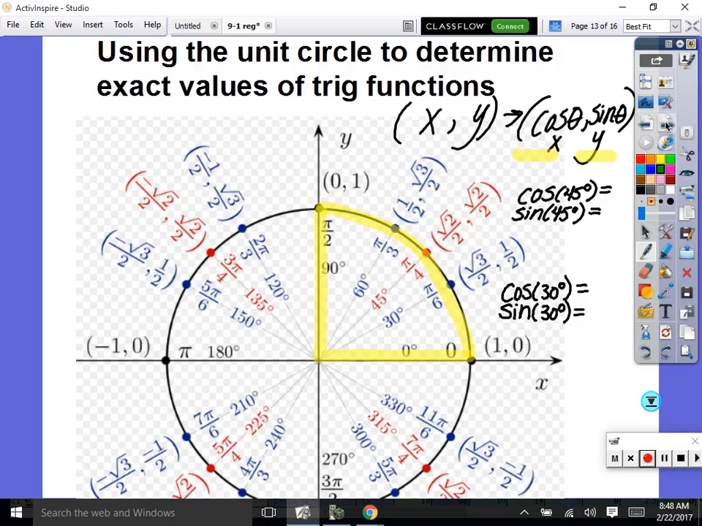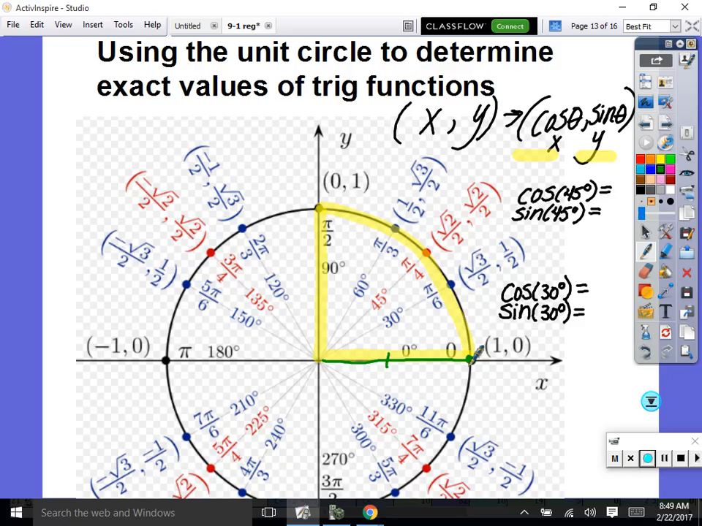What the unit circle is, it's just a bunch of triangles. So right here, if I started here, this is the point (1, 0). Unit circle has a radius of 1. So this is a length of 1 right here. Everybody comfortable with that?